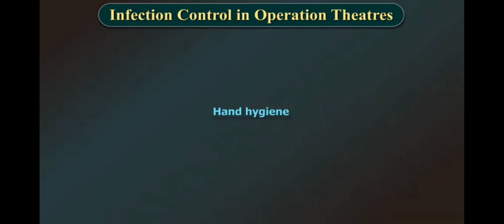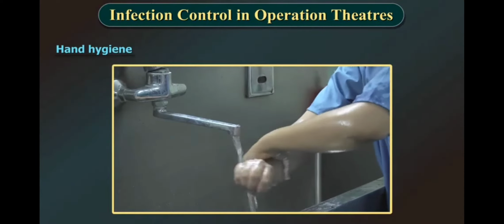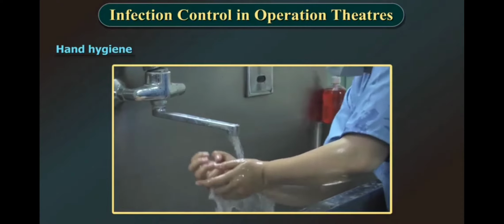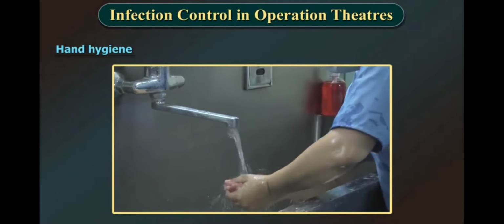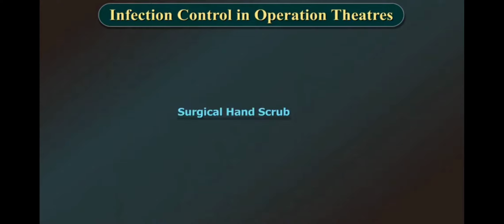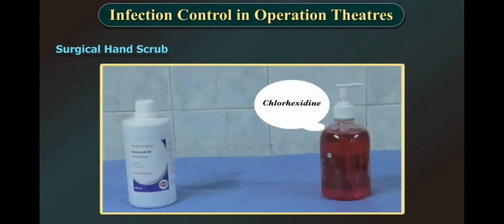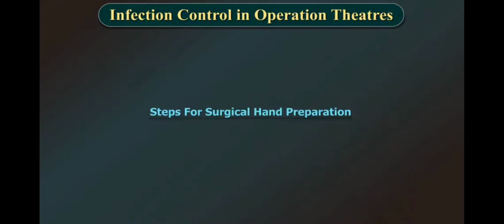Hand hygiene. In addition to hand hygiene, surgical hand hygiene plays an important role in reducing SSIs. Surgical hand scrub. Surgical hand scrub can be done with medicated soap or surgical hand rub with alcohol based formulations. Either method is suitable for the prevention of surgical site infection. Steps for surgical hand preparation.